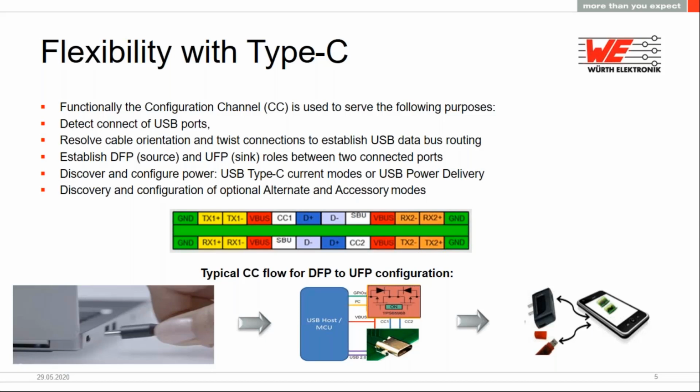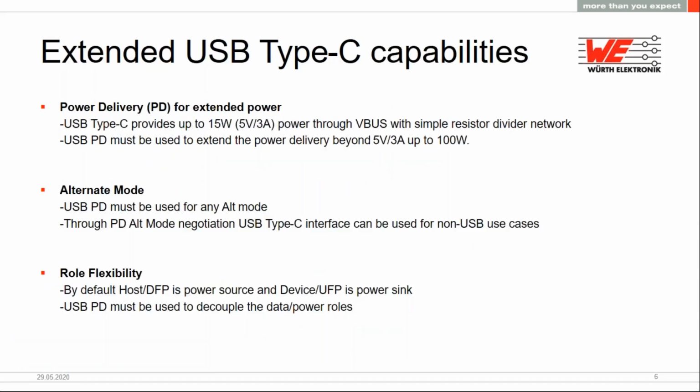Besides current mode operation, USB Type-C also has certain extended capabilities, starting with USB power delivery mode, which is a single wire communication protocol over the CC line. Now with PD, we can negotiate power up to 100 watts when compared to just 15 watts under standard operation. Next one is alternate mode. With this mode, the USB Type-C interface can be used for some non-USB cases as well.